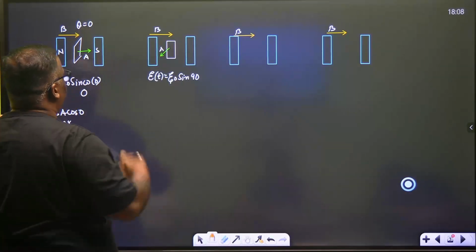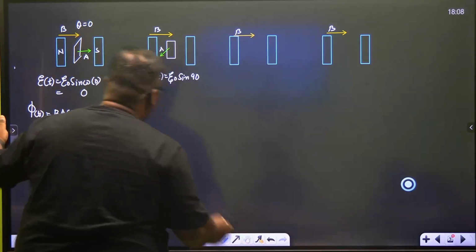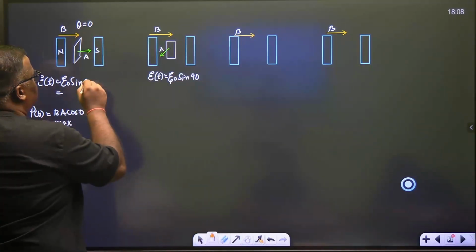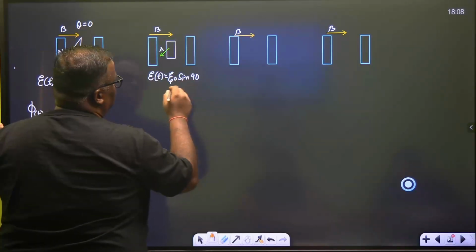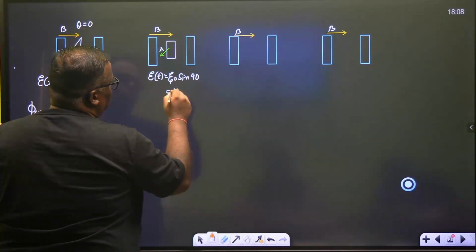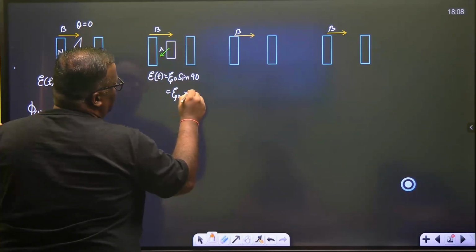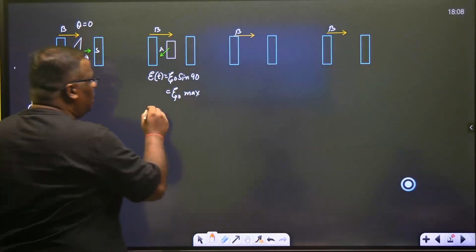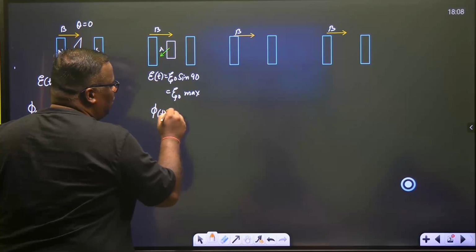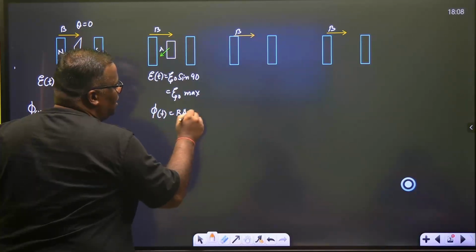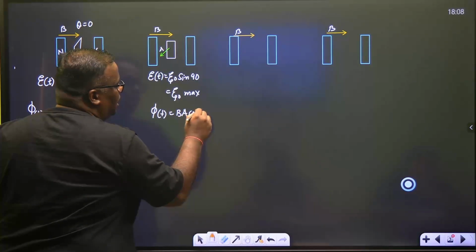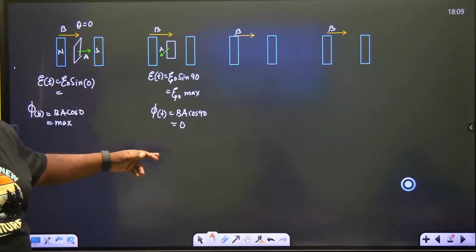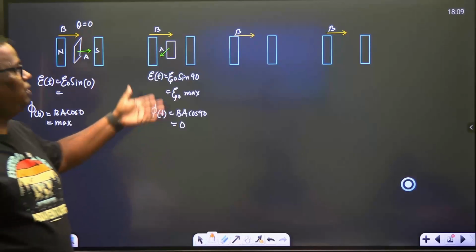Omega t. So instead of writing omega into 0, we will write theta. This is sine theta. So sine 0, sine 90, and sine 90's value is 1, which gives E naught. You get maximum EMF out here. Max EMF you are getting. But if you look at the flux at this position, the flux has become BA cos 90, which is equal to 0. Flux has become 0, EMF has increased.